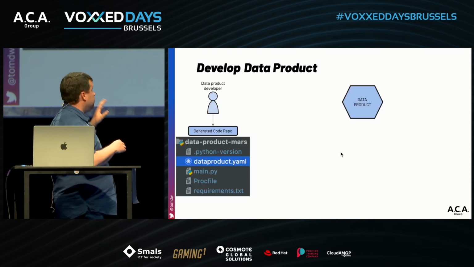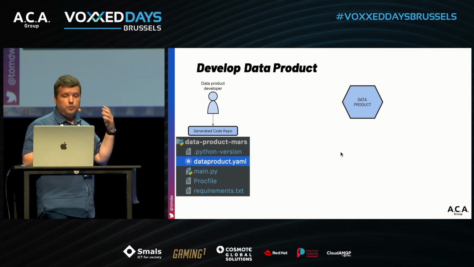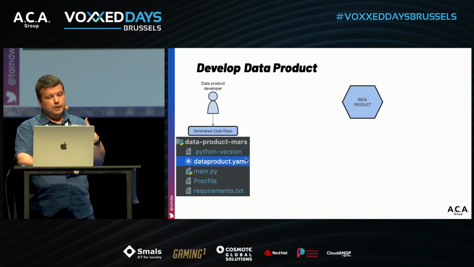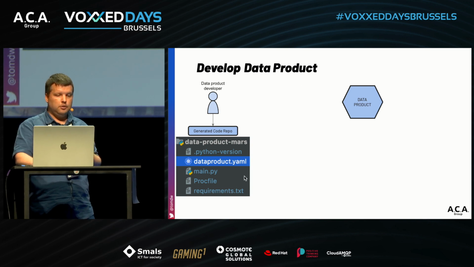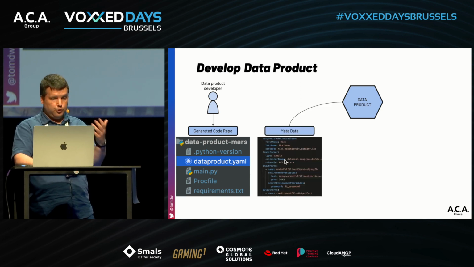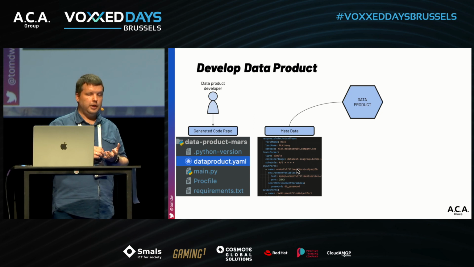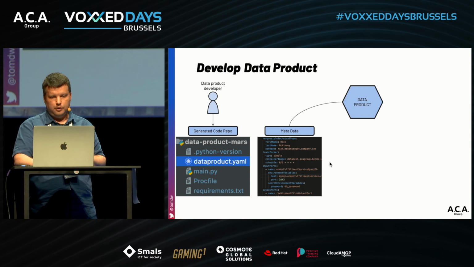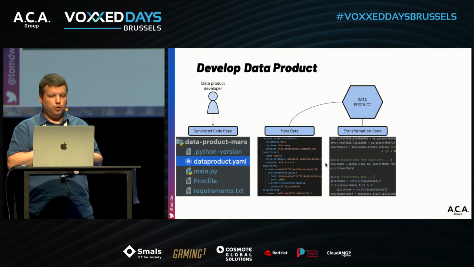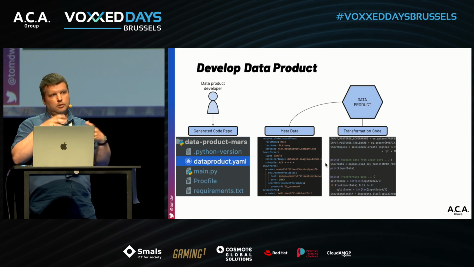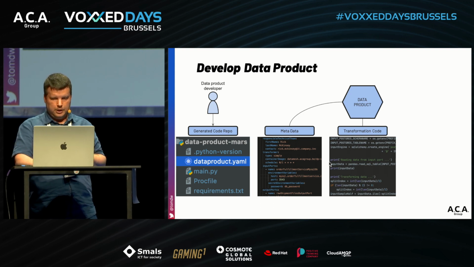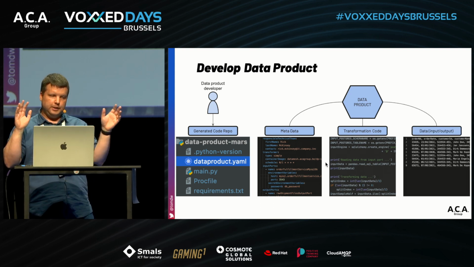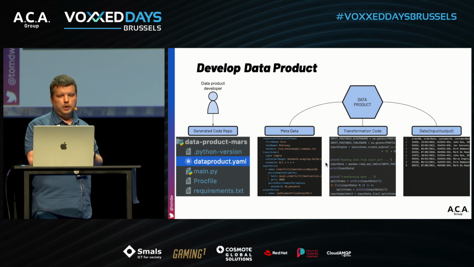So we will use that generated code repository. This is an example of an outline of quite a default Python project, but it also contains the metadata. That's the data product.yaml file here, which is that custom resource we defined in Kubernetes. That's the abstraction against which he is going to develop. He will write the transformation codes, which will then connect to the inputs, write to the outputs, and do the transformation that's needed. And of course, the data will flow through from the input to the output.